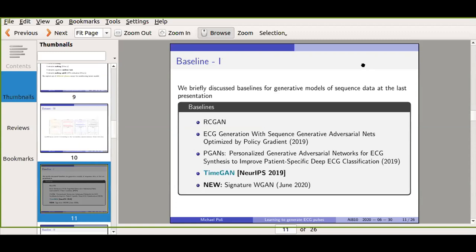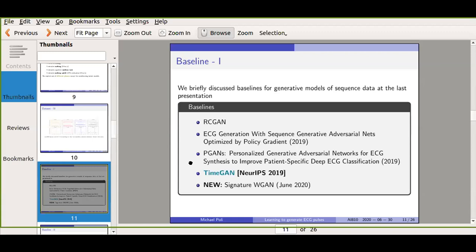Baselines. We talked about baselines last time, a little bit. The general sequential GAN baselines, like RCGAN that just uses LSTMs. The TimeGAN one that introduces a bunch of new components that we'll see again later really quickly. There are some specific baselines for ECG GAN generation from this year. This year is when this has become more interesting for some reason to the community. And these tune the loss function, basically. PGAN changes the loss function to retain some of the P, QRS, T characteristics of the wave. So it's tinkering with the loss function to get better signals.